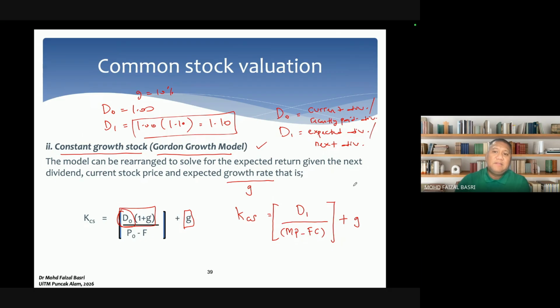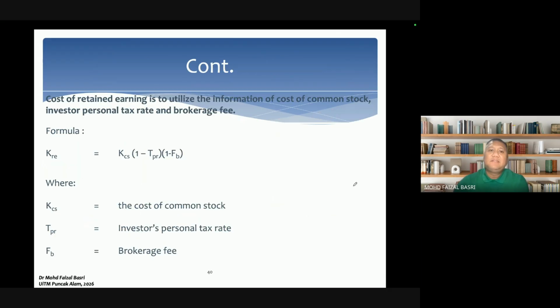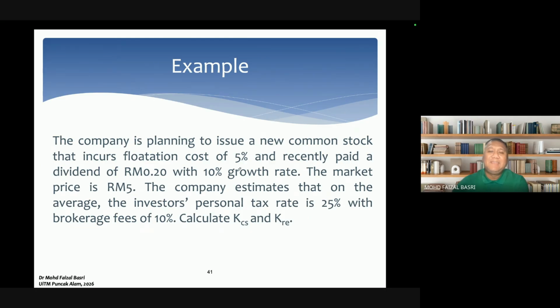Right, so the key is actually to look at the keywords. Okay, so this one we don't need to look at the cost of retained earnings, we only focus on the KCS. So this is the final example. The company is planning to issue new common stocks with the flotation cost of 5%. So this is our FC, flotation cost.